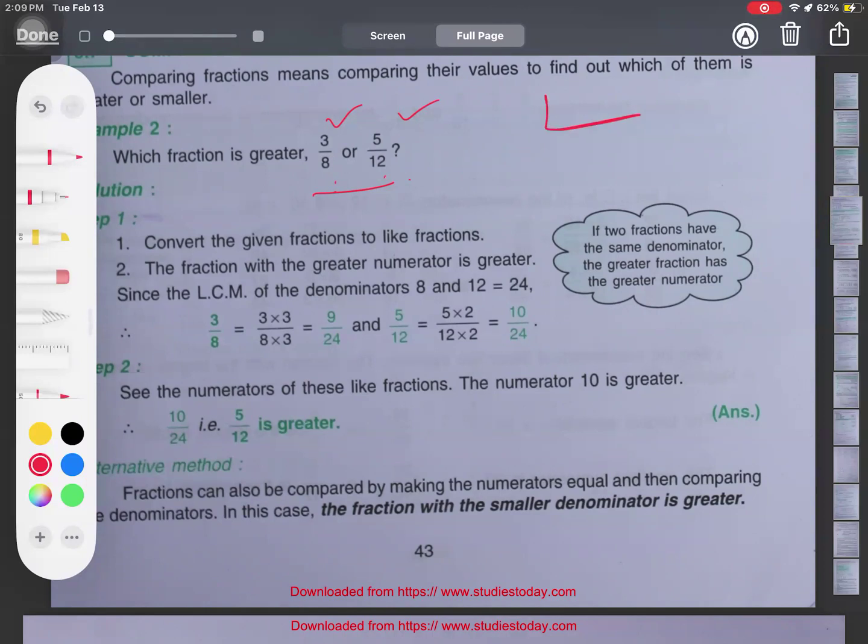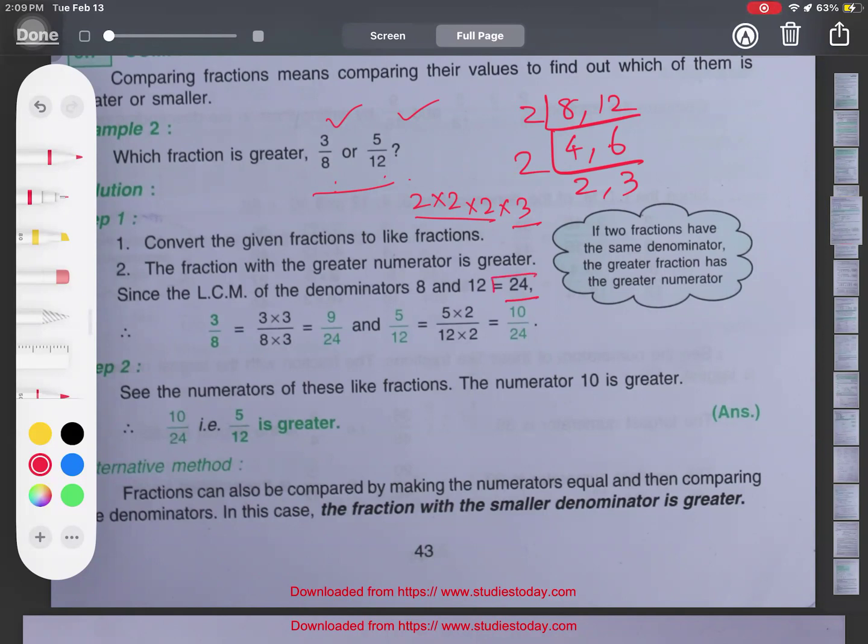So what is the procedure? You need to do an LCM. You take an LCM like this. What is the LCM? 2 into 2 into 2 into 3. 2 times 2 is 4, 4 times 2 is 8, and 8 times 3 is 24. So that is the LCM. Got the point?